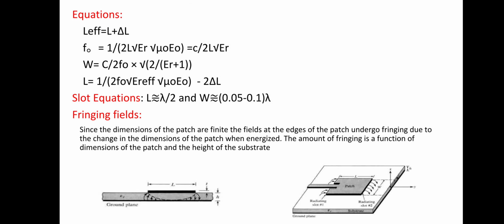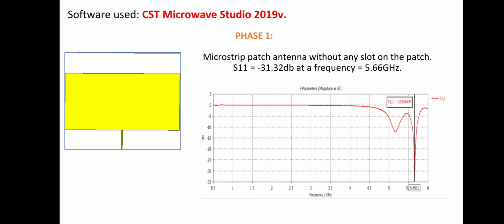Fringing fields. The dimensions of the patch are finite. The fields at the edge of the patch undergo fringing due to the change in dimensions of the patch when we energize the microstrip patch antenna. The amount of fringing is usually related to the height of the substrate.